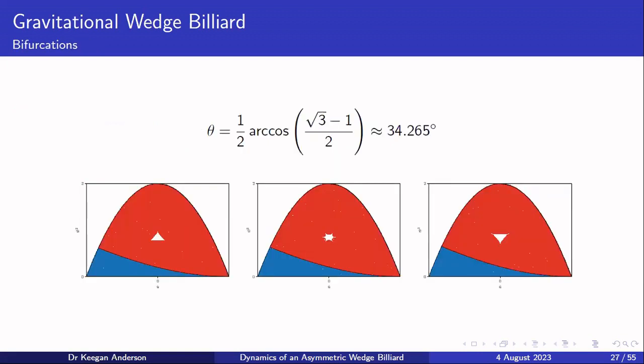What is also interesting in the wedge billiard is that there are cases where you get bifurcations, where the dynamics change. The first one is at theta approximately equal to 34.265 degrees. You can see, as we go from left to right in the phase portraits, that the dynamics show this bifurcation by going from an upright triangle to a six-sided star, if I can call it that, to a down-pointing triangle.